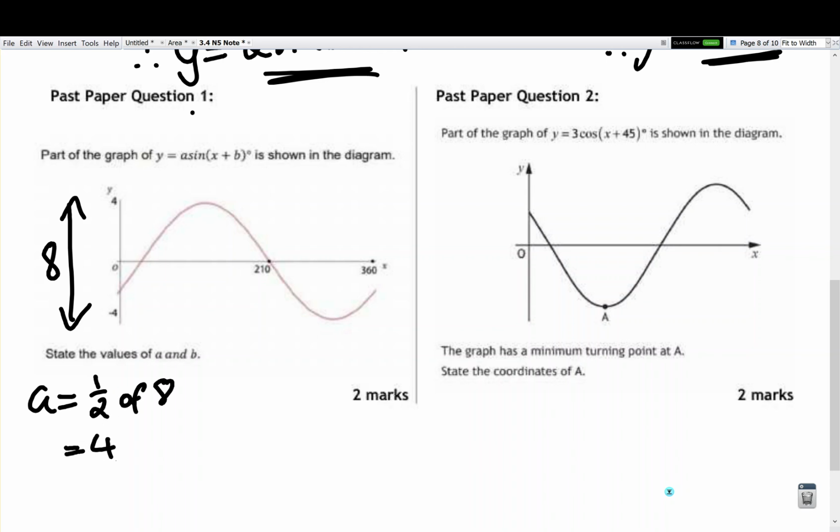Now the normal sine graph, you're more than welcome to just draw the normal sine curve onto your diagram here. I like to do that. So the normal sine curve would start at 0.